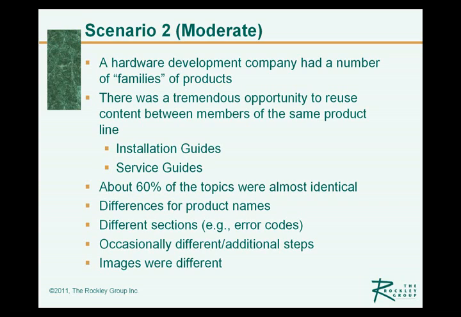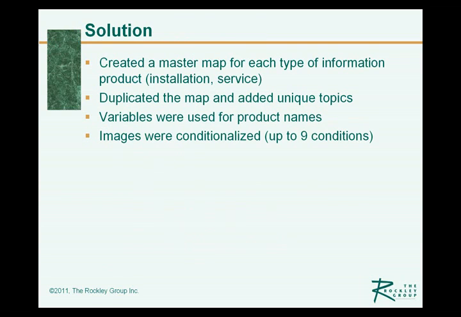But there were differences for product names. In some cases, there were different sections, so they'd have different error codes for things. Occasionally, there would be different or additional steps in a task, and images were definitely different. So what did we do? Well, we created what we called a master map for each type of information. If you've got an installation guide, these are all the pieces that go in the installation guide. If you've got a service guide, here's all the pieces that go in the service guide. And we would pull in all the common content so that you'd have that to start with.